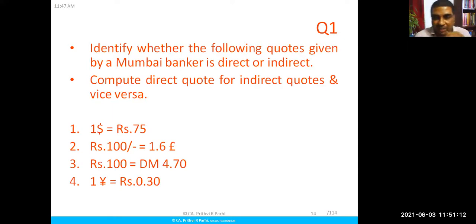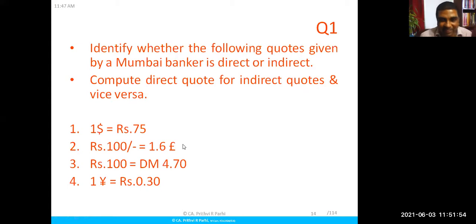Okay, now let us see the second quote. Tell me whether it is direct or indirect. I think it is indirect. Indeed, it is indirect. You see, it is this much of foreign currency you have to give per unit of home currency. This 100 rupees is 1 unit. So this is an indirect quote.